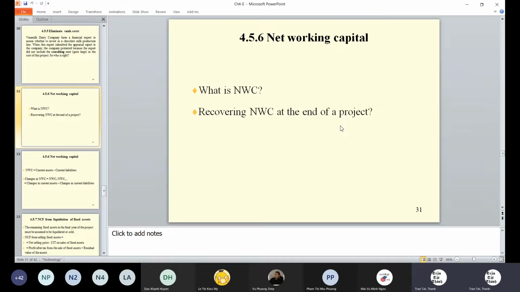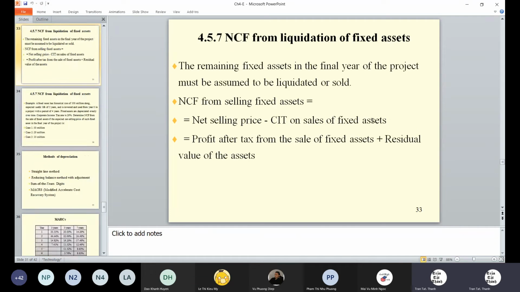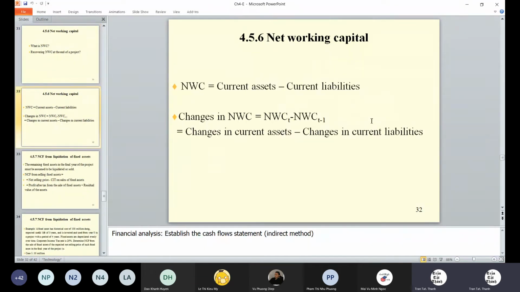Because at the end of the project, you assume that everything would be converted to cash. So there would be no current assets at the end of the project, including no inventory. There'd be no cash balance at the end of the project. There would be no account receivable at the end of the project, because you would try to collect all the money. You would not allow people to get trade credit anymore. You would collect all the money you have. Then there would be the recovering of the net working capital at the end of the project. It is that. I'm going to show you that one in the next exercises. You would see it immediately.